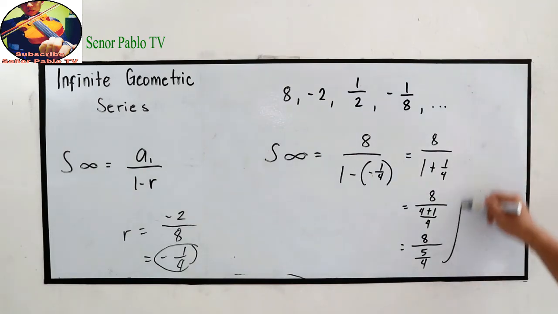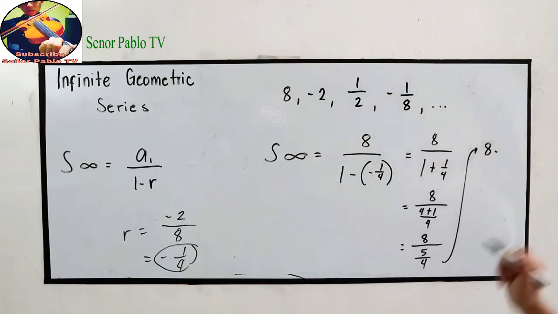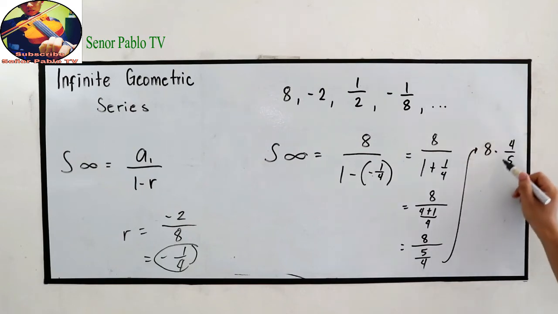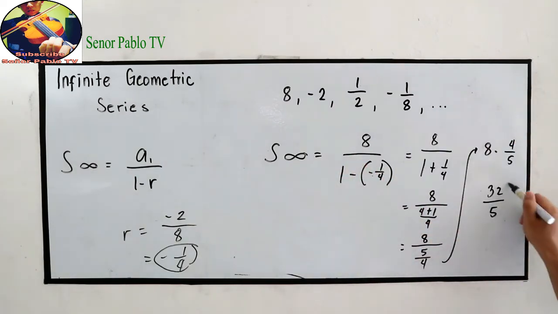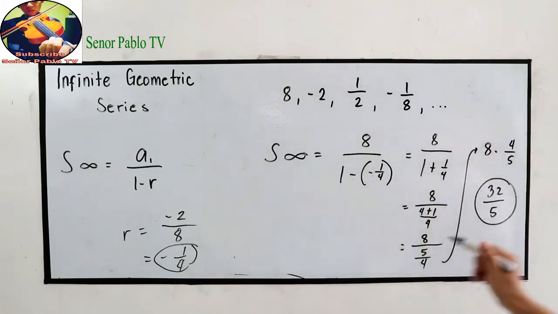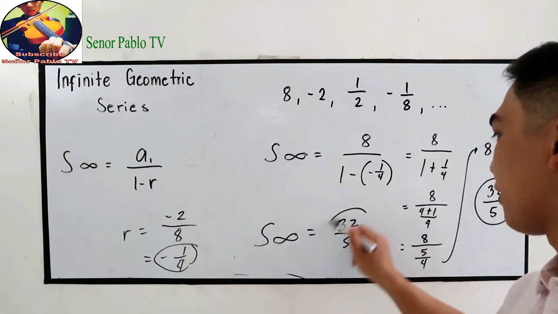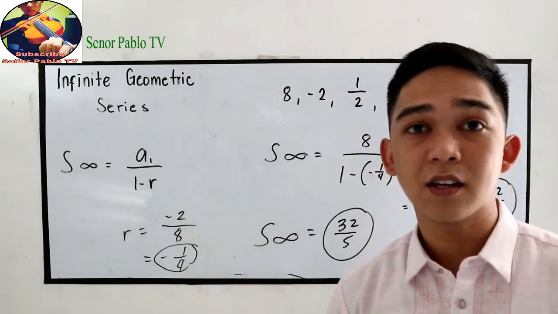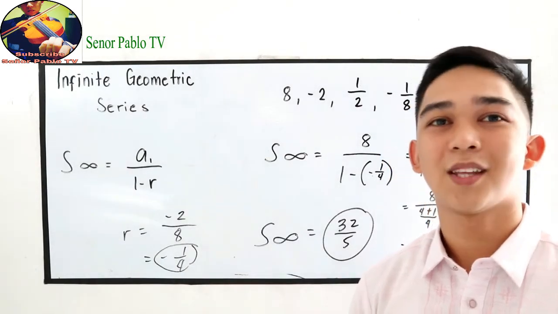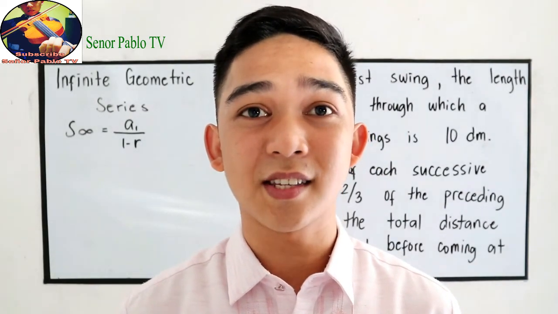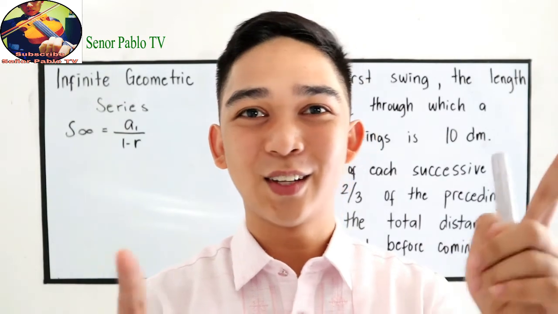Fraction tayo. So 8 times the reciprocal of the denominator, 4 over 5. So 8 times 4, 8, 16, 24, 32. 32 over 5. So ang sum natin dyan ay 32 over 5. Yan ngayon yung sum ng ating infinite geometric sequence. Ang famous example ng geometric series is the pendulum. Familiar kayo doon? Yung gumagano.